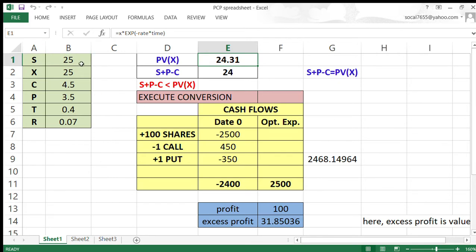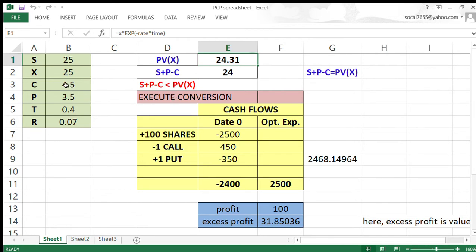We start off with at-the-money puts and calls, and we see that in this case, S plus P minus C is lower than the present value of the strike price, and that calls for a conversion, okay, long stock, long put, short call. It's obvious here the price of the call is higher than the price of the put, and a conversion is called for. But I just want to show you something.